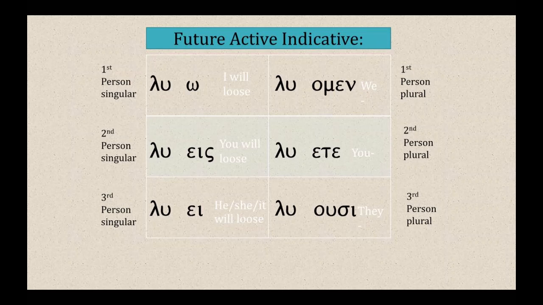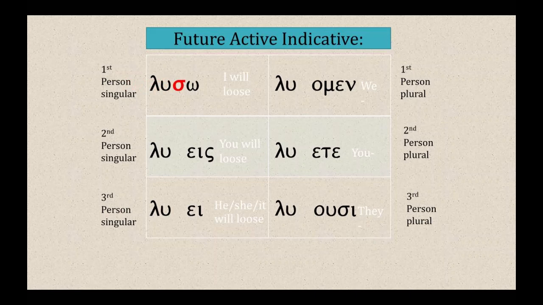I may not spend a lot of time doing this with the future, but I'll just show you with the present, because essentially the future is just built off the present. So this is present active indicative: luo, lueis, luei, luomen, luete, luousi. Okay? If I want to make it future, all I have to do is put a sigma between my suffix and, in this case, the root, or the stem if it's longer. So if I put a sigma here, luso, it goes from I loose to I will loose. And the only difference is that sigma, okay?